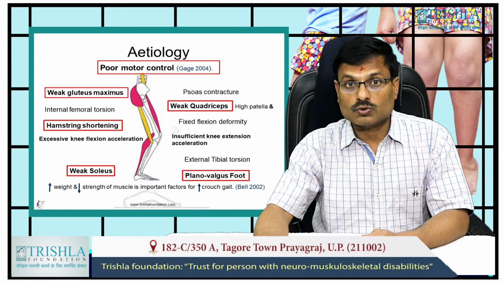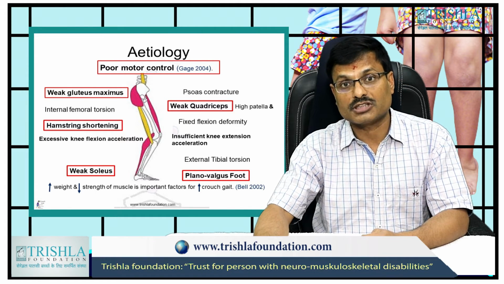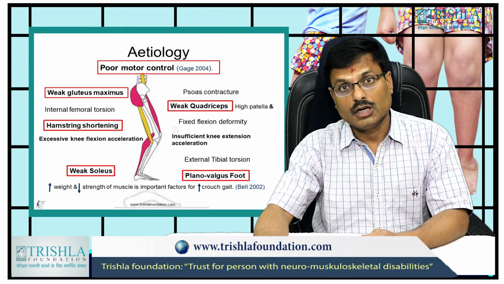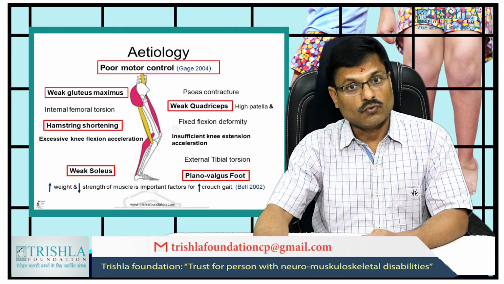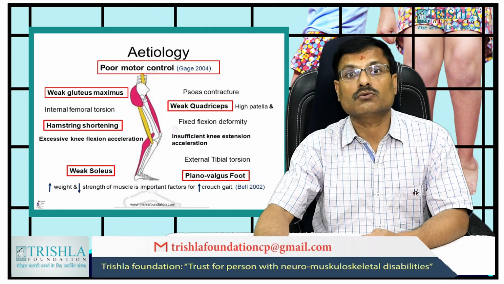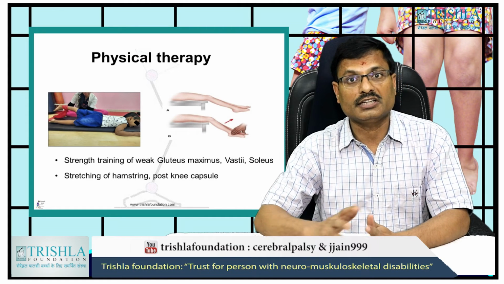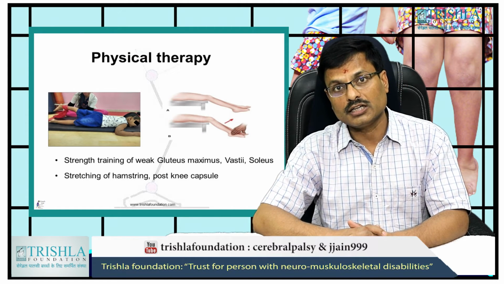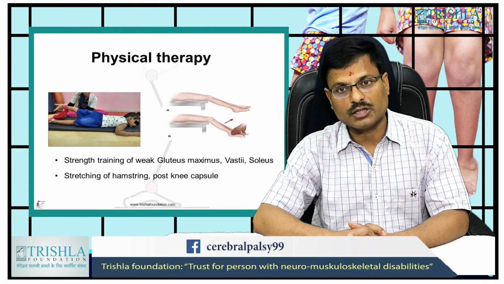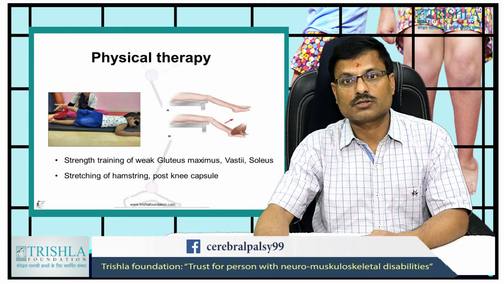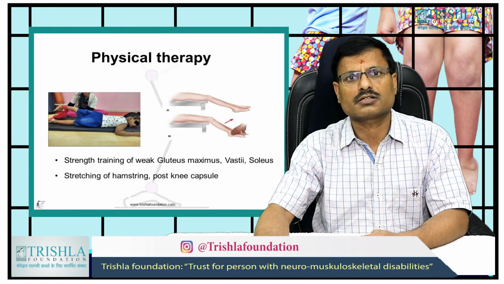Now we'd like to know, depending on the etiology, what kind of intervention we require. If the child has poor motor control along with weak anti-gravity muscles, such as weak quadriceps, soleus, hamstring, and gluteus maximus, then they require physical therapy. In physical therapy, stretching exercises should not be done. They require strength training, pelvic control exercises, and training of the weak gluteus maximus, vasti, that means quadriceps, and soleus muscle. And sometimes if there is a tight hamstring, then stretching is required.